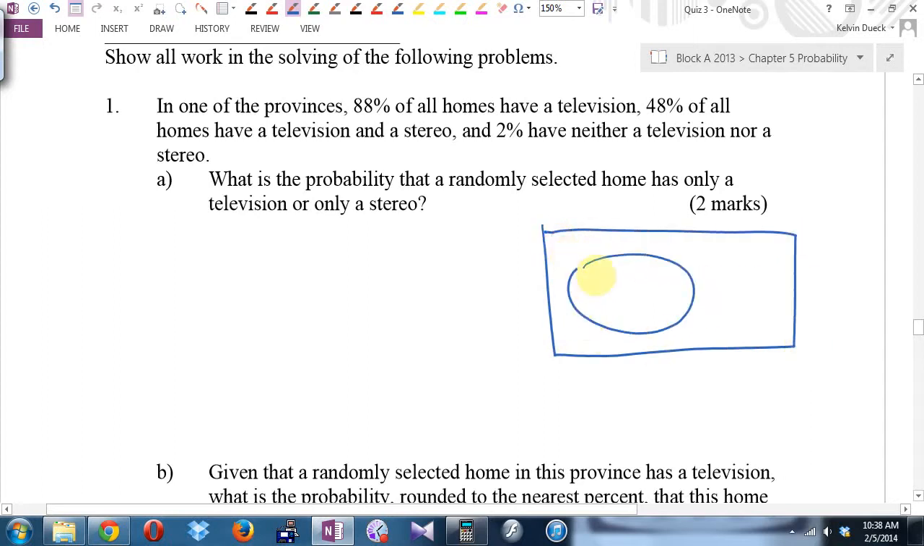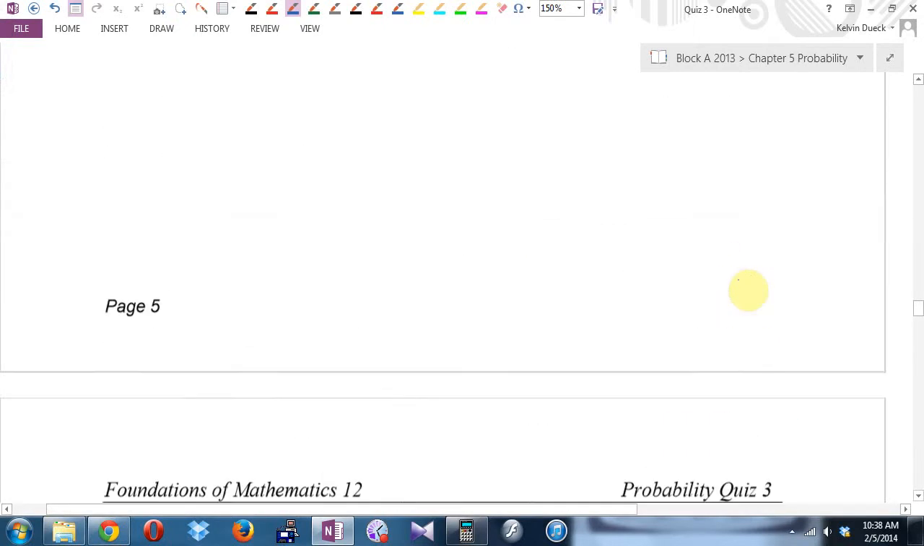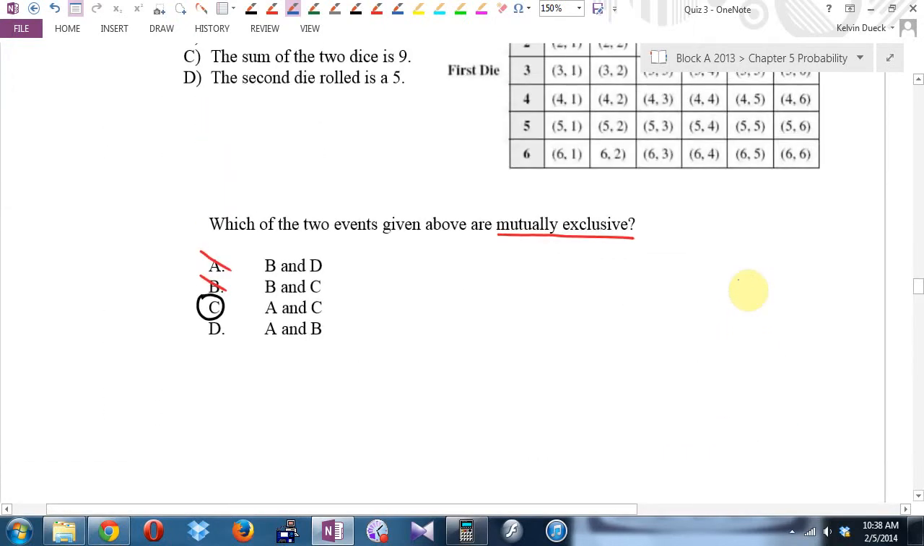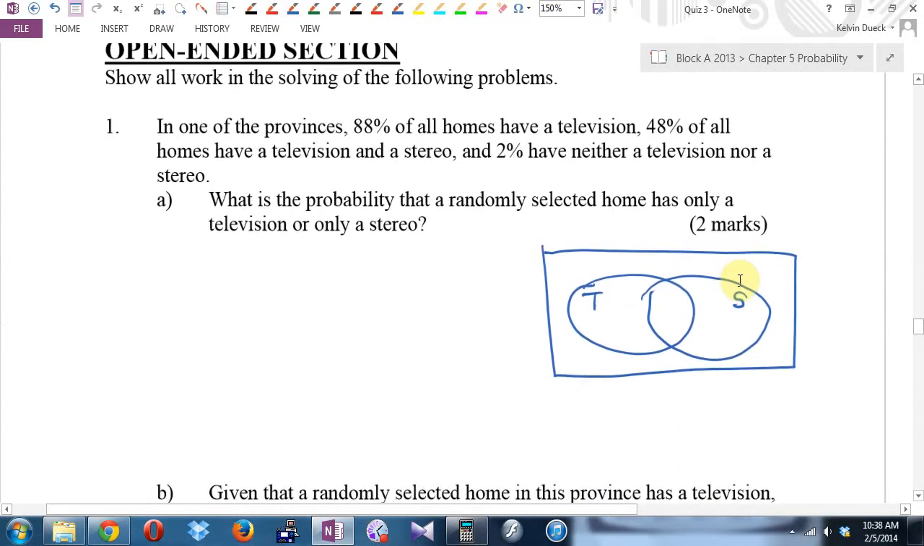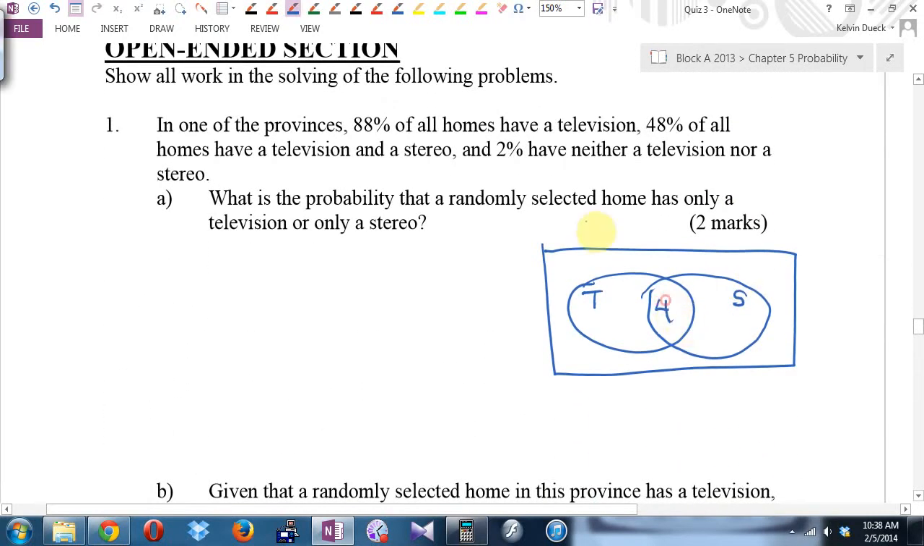So we have television, stereo. By the way, what's the fancy word for when the "and" is empty, when they both can't happen at the same time? Mutually exclusive, okay? It tells me that 48%, change colors so it stands out a bit more, 48% have both. If 88% have a TV, and I've already got 48%, then this right here must be 40. And they gave me 2% have neither.